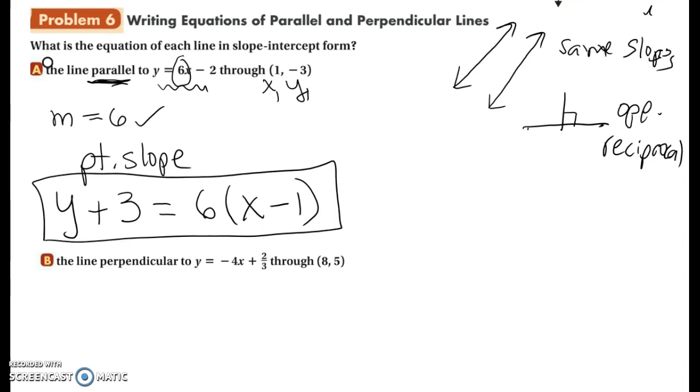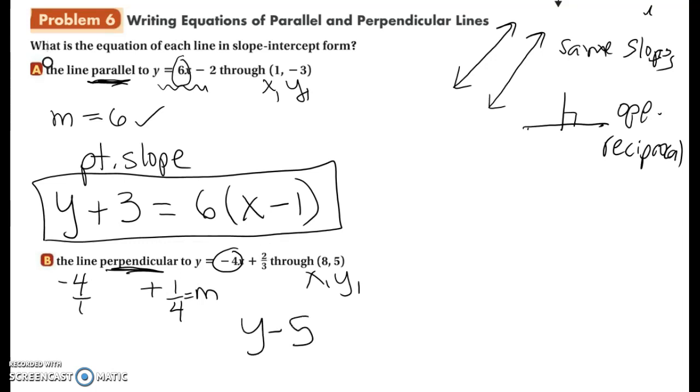Let's look at a line perpendicular through this point. So again, they give us the point x1, y1. This time our slope is negative 4. But we want the perpendicular slope, which won't be negative, but it'll be the opposite, positive. And it's not 4 over 1, but it'll be the reciprocal, 1 over 4. So I'm going to use this as my slope to write my equation.